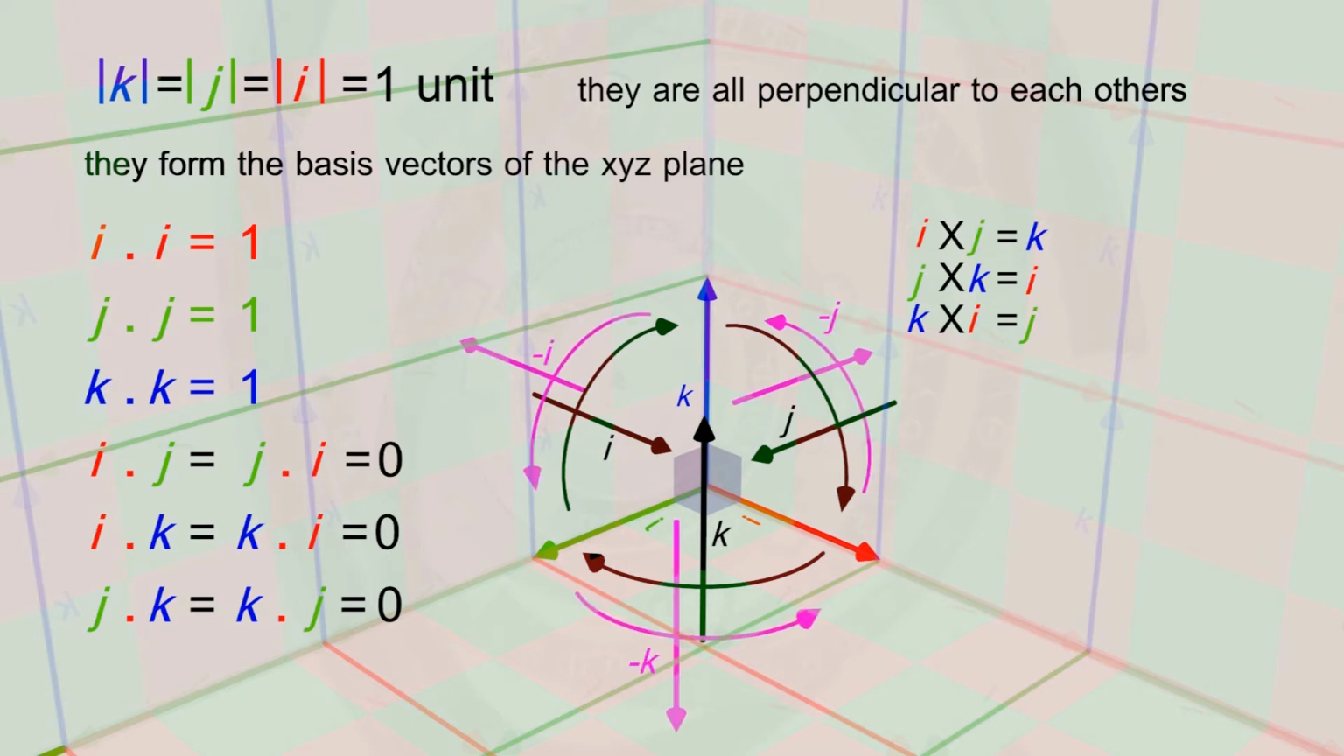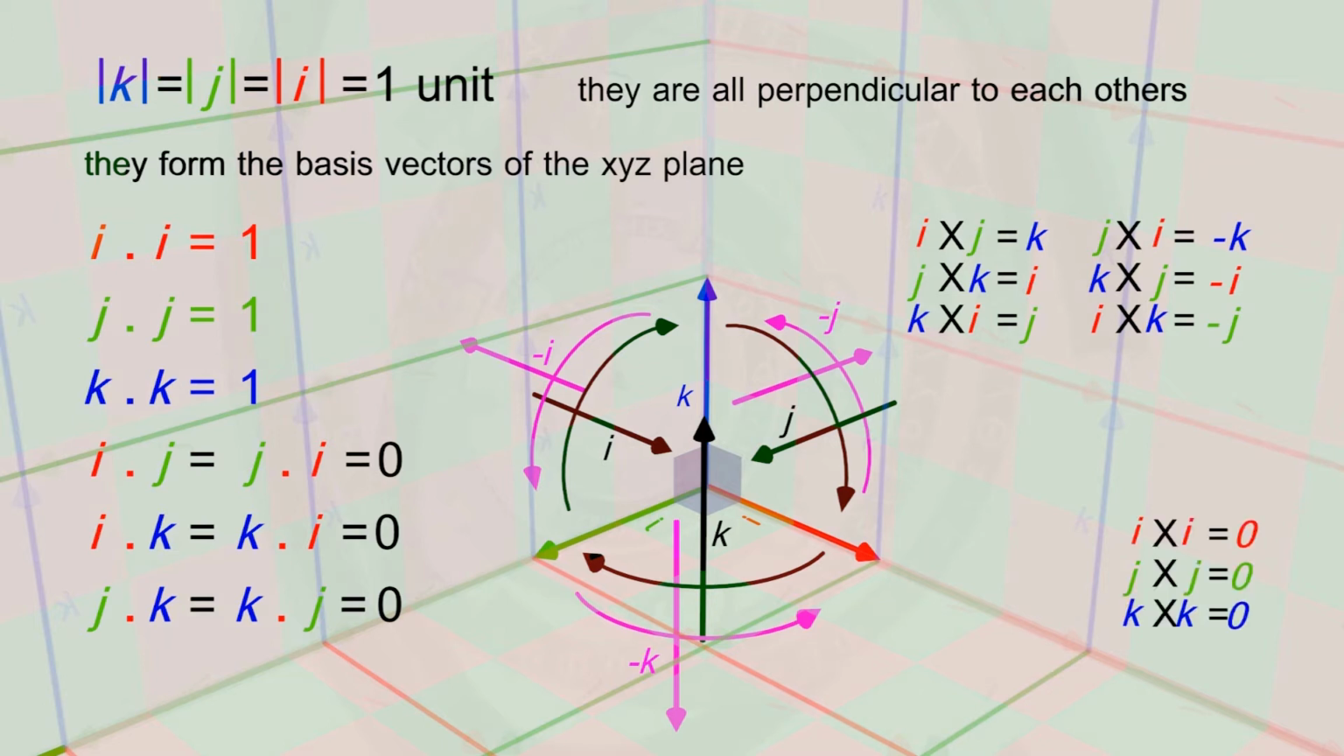Flipping the rotation will yield negative values. Since it's impossible to rotate any of these unit vectors toward itself, the cross product of each vector to itself will yield a 0 value.